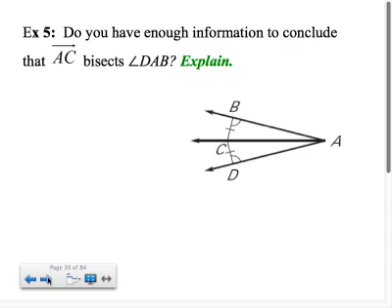Example 5, do you have enough information to conclude that AC bisects angle DAB? All right, so here's what I do know. I do know that these two pieces are the same length. But what I do not know is whether or not these two angles are right angles. If those two angles are not right angles, then we do not have enough information here to conclude that AC definitely bisects angle BAD.